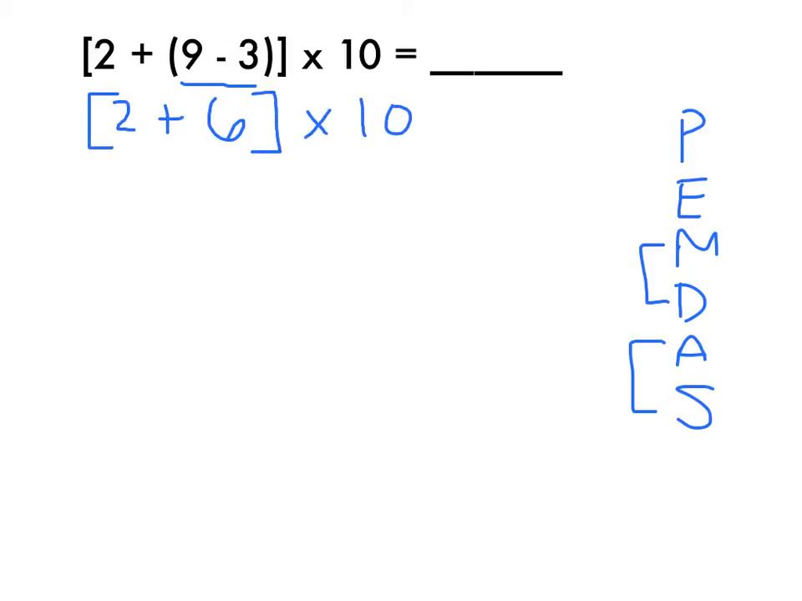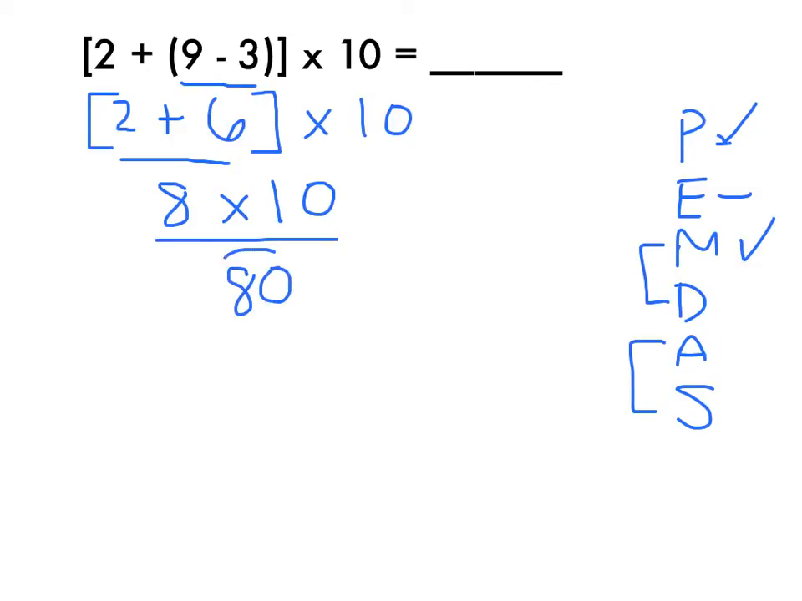Now I'm still working over here on P for parentheses because brackets are included in that. So next I will solve 2 plus 6, which is 8. And then I will copy the problem again. And I will check off parentheses. There's no exponents. We're on to multiplication. 8 times 10 is 80. So this problem, the solution is 80.